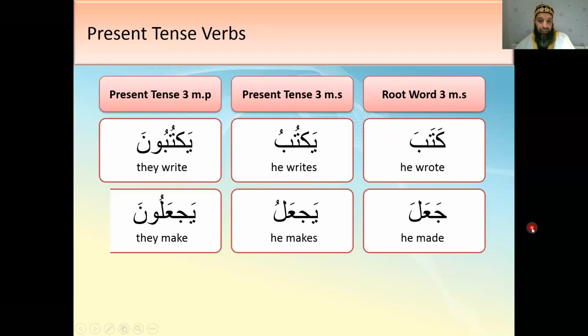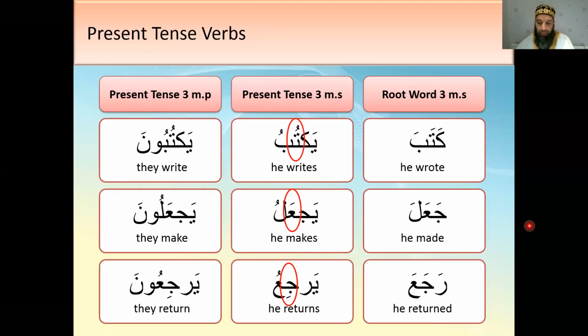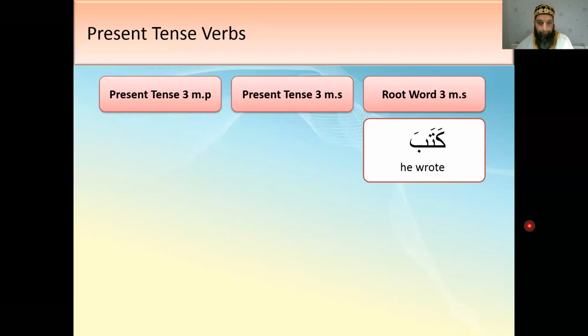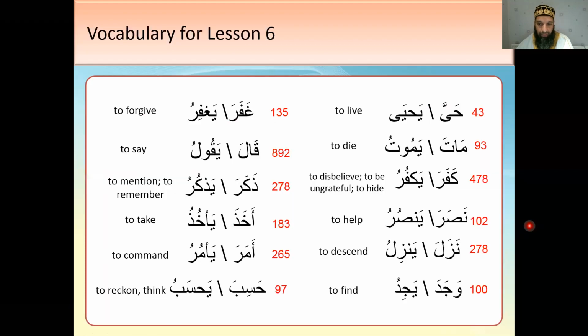Can I please ask a question about the vocabulary that you were just on? Yes. How come sometimes the aleph, like in kala, is just aleph and mata is just aleph, but in amara and in akhaza it has a hamza on top?